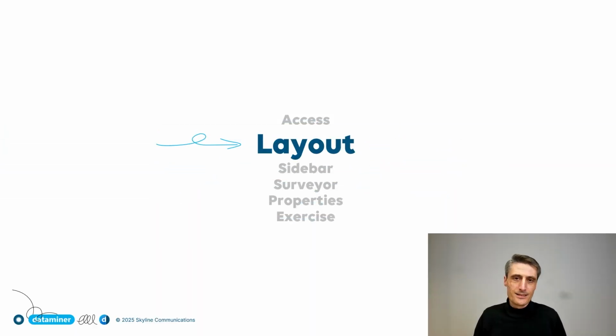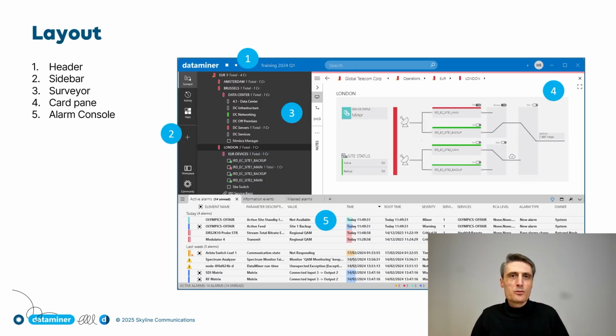So let's take a look at the layout. In the layout, we distinguish first of all the header bar at the top in blue. We have the sidebar in gray, which has the extension open here with the Surveyor, number 3. And then we have our cards pane where we can open up one or multiple cards. And at the bottom we have the alarm console we can open up to investigate the alarms in our DataMiner system. So that's how it looks.